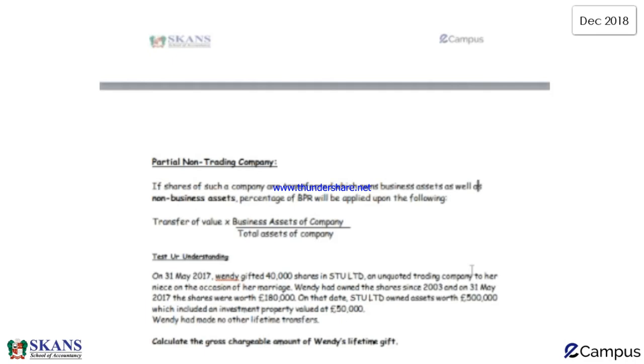So make sure there is 100% BPR available on that part of the transfer of value which belongs to the business proportion of the company. And that's why we use a formula: whatever the transfer value your client is making, divide it by the total assets of the company and multiply it by only the business assets of the company. Whatever comes, that qualifies for BPR, as the relief is named business property relief. So that's why.